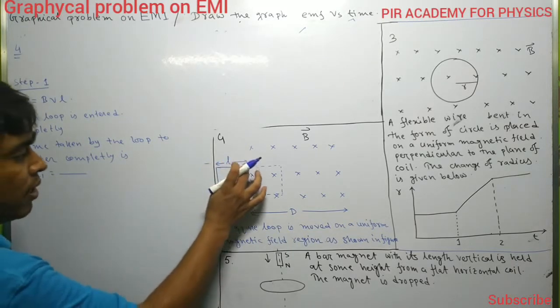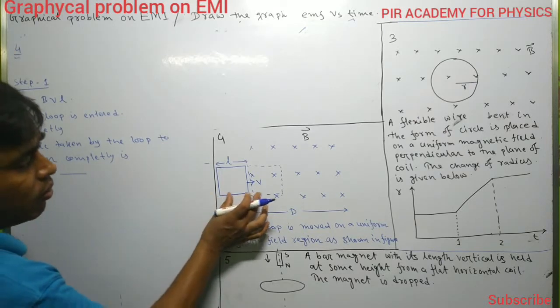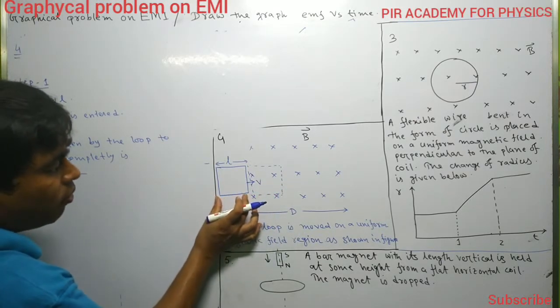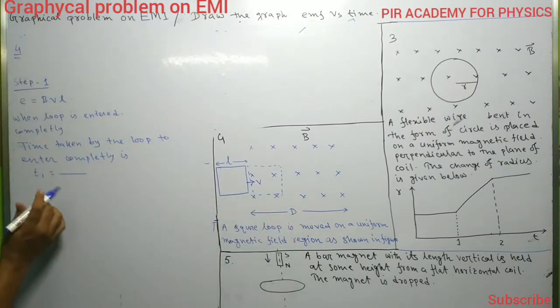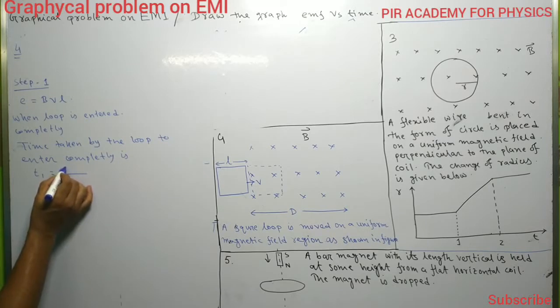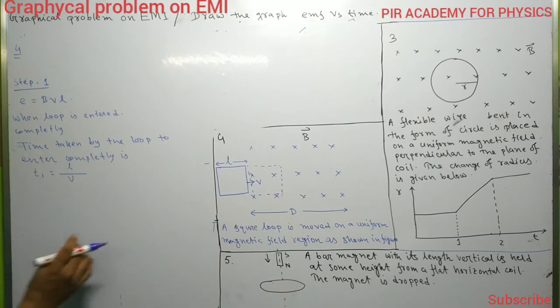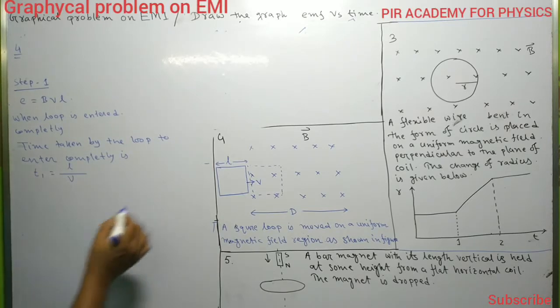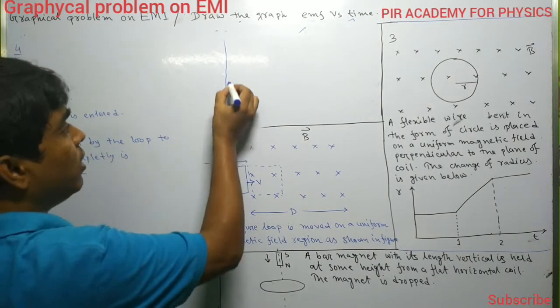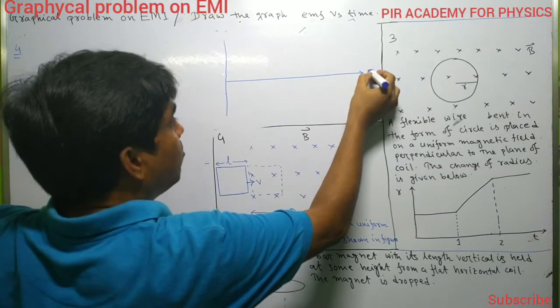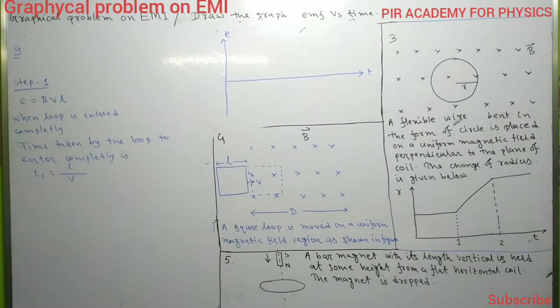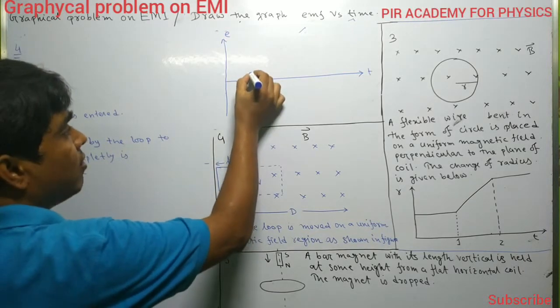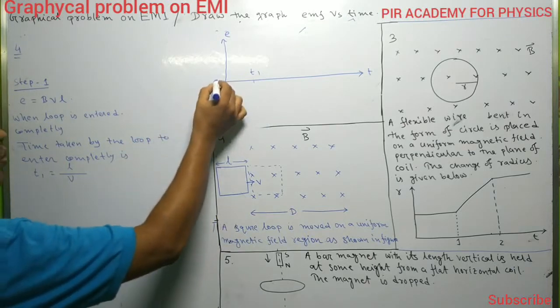When the loop has entered the field region completely, that means when this loop is in this position, the time taken is L by V. So if I draw the time versus electromotive force graph, up to T1, this is suppose T1, 0 to T1.